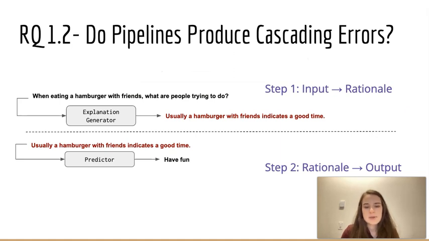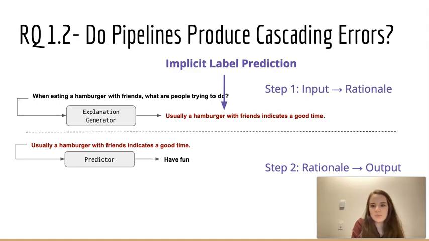In our second experiment in this section, we ask, do pipelines produce cascading errors? Prior work has highlighted that there is an implicit label prediction step happening inside the explanation generator, because in order to explain a prediction, one must decide what one is predicting first. This leads to task obfuscation, because the input to rationale model is not trained on label signal.